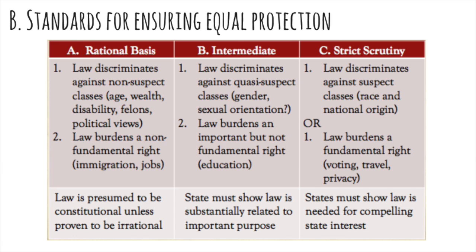It gets a little bit more difficult when you're classifying people by gender or sexual orientation, and it becomes really difficult to classify people by race or national origin. As you move down that spectrum, it gets harder and harder for the state to prove that it has a compelling reason to classify people in this particular way. Again, this can be pretty confusing, so if you have any questions about it, make sure you bring it to class tomorrow.